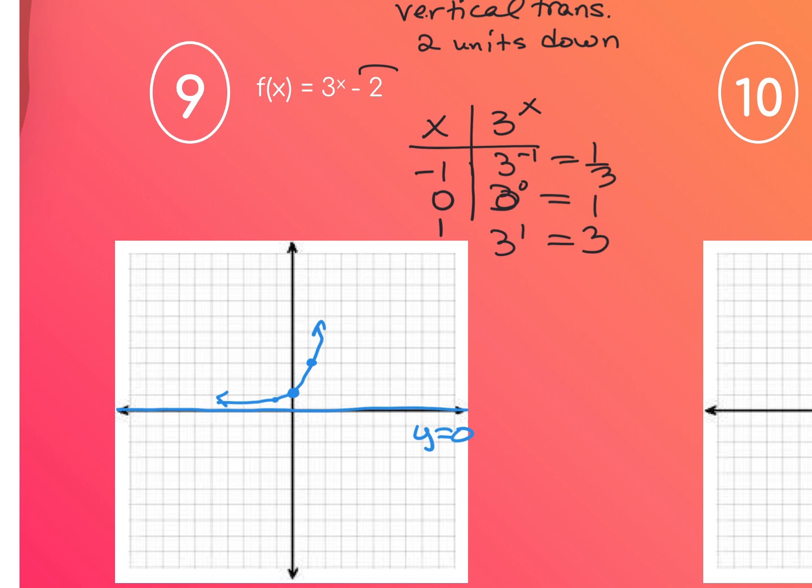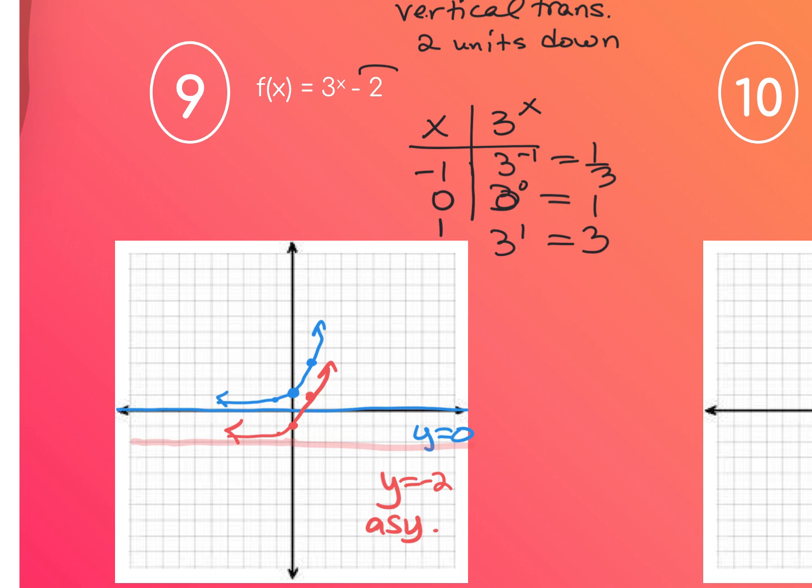And then when I now take these 3 points and shift them 2 down, I also have to shift the asymptote 2 down. So now my new asymptote is here at y = -2. So this is the asymptote. And now I can graph and move these points all down 2 units. And then just do the sweep.